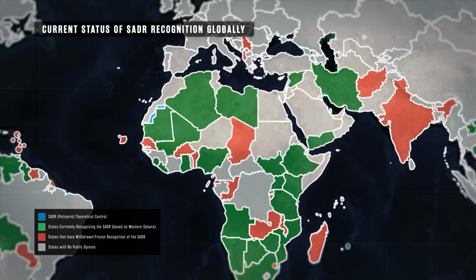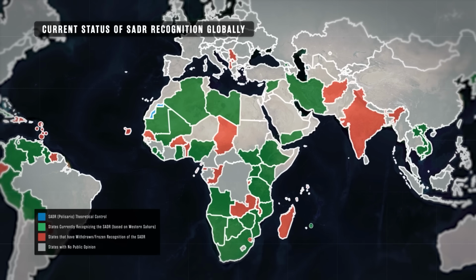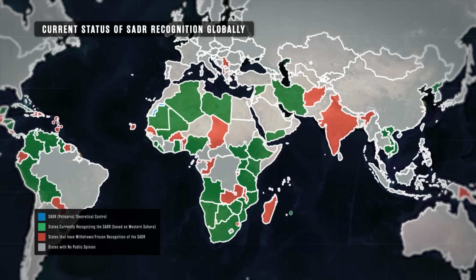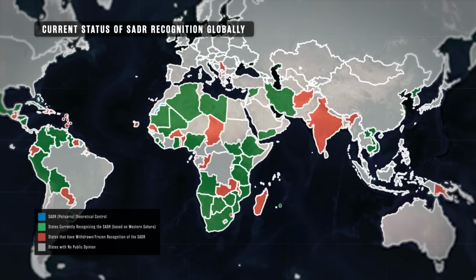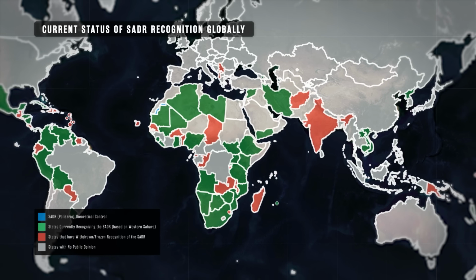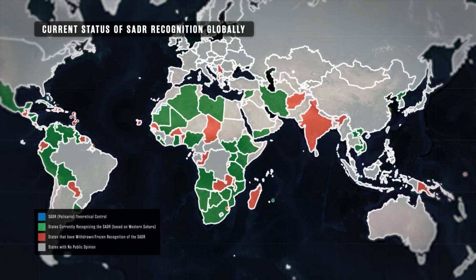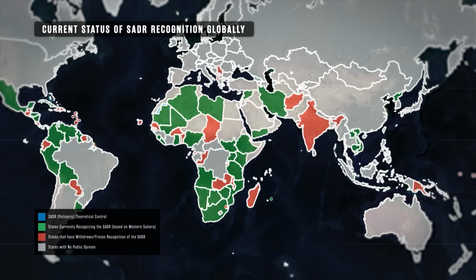Most of them are concentrated across Africa, led by Algeria, and others in Latin America, and a few outliers like Iran, Vietnam, and North Korea, while dozens of other countries have withdrawn their previous recognition of the SADR, like India and Serbia being the two most notable examples, while Morocco's territorial claims to Western Sahara are formally recognized by the United States and Israel, and diplomatically supported by France and Spain, among others.